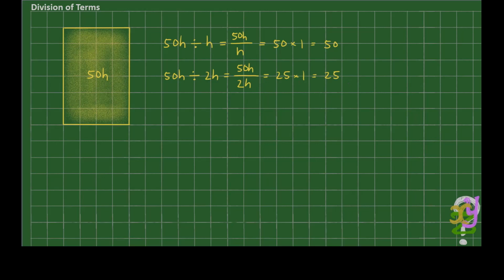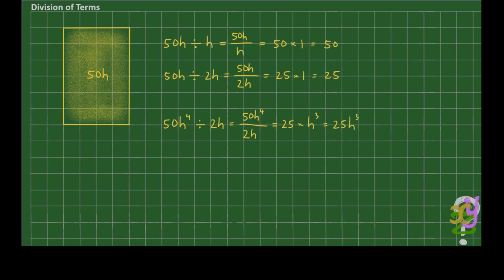To make it interesting, let's introduce powers to the mix. So let's say that I have 50h to the power of 4, and I want to divide that by 2h. The process remains the same. I'm going to use fractional notation to give me 50h to the power of 4 over 2h. And again, I'm going to divide the numbers. 50 divided by 2 is 25, and h to the power of 4 divided by h, that is h to the power of 3, which will give me 25h to the power of 3.